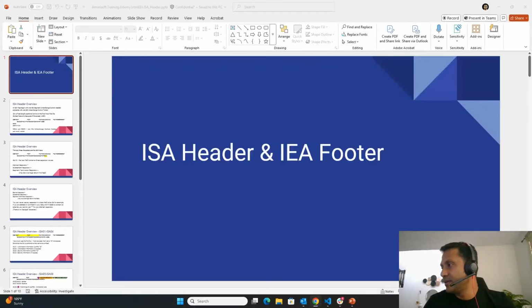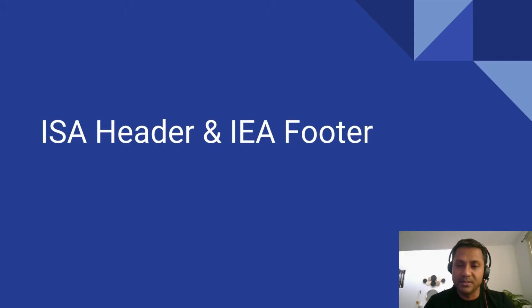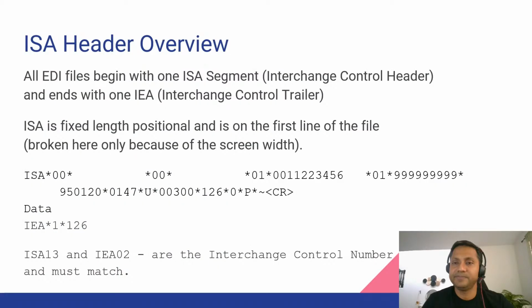All right, let's get started. As I mentioned, in this lesson specifically, we are going to look at the ISA header and its corresponding footer, which is IEA. And just so you know, in the next lesson we'll look into the inner envelopes and also the transaction set header and footer, and we'll show how they're all nested together.